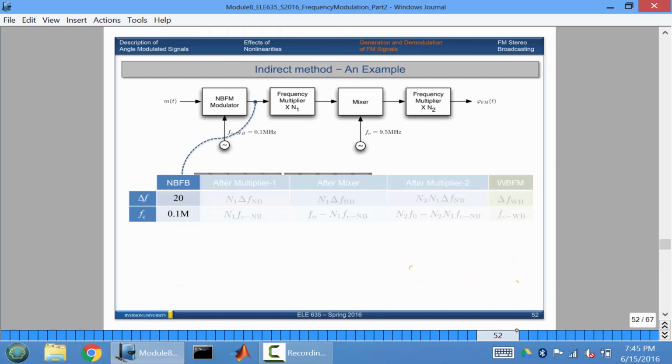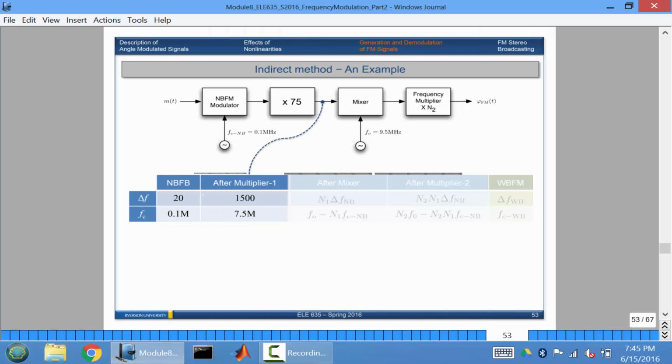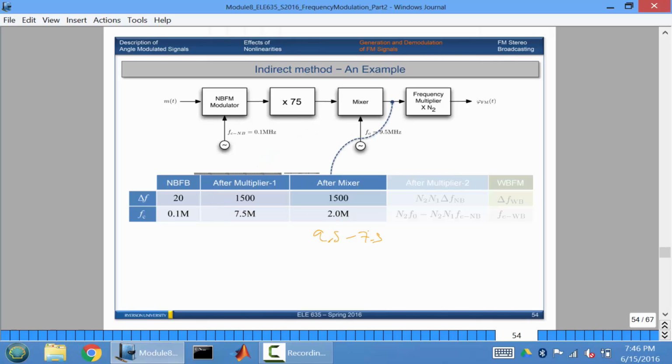Okay, so let's run through this to make sure that it actually works out. We had our deviation of 20 hertz, and then our carrier frequency was 100 kilohertz, or 0.1 megahertz. After you run through the first multiplication, we're multiplying by 75, we see that the deviation is going to be 1.5 kilohertz or 1500, and if you multiply the carrier by 75, you get 7.5 megahertz here. Once you run through the mixer, you take 9.5 subtract 7.5. That's what the equation is doing here. We get 2, because this is f0 minus 7.5, and that's what you get.